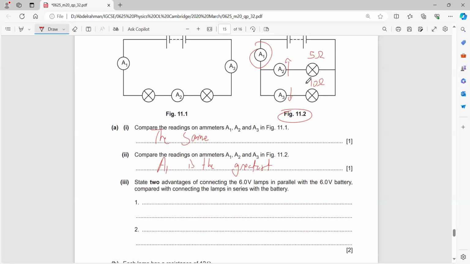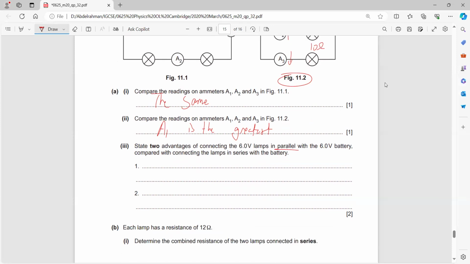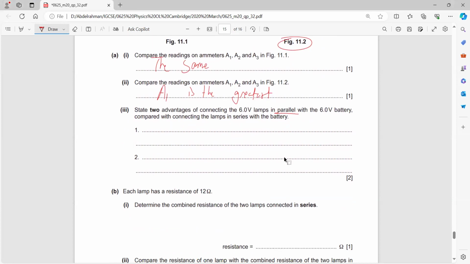State 2 advantages of connecting the 6-volt lamps in parallel. Well, 2 advantages: they can be controlled separately. If one is broken, it won't affect the others. And definitely the easiest one is that the voltage will be equal, so the brightness is the same. Same voltage and brightness.